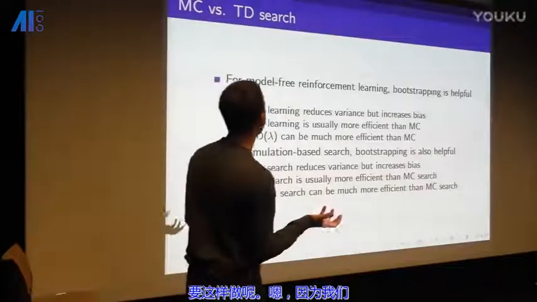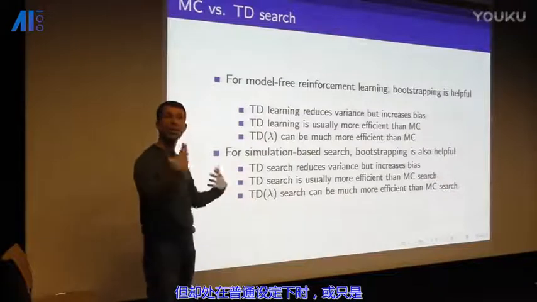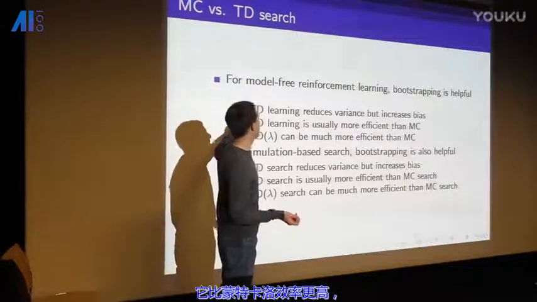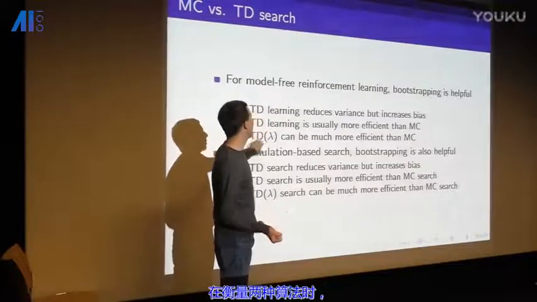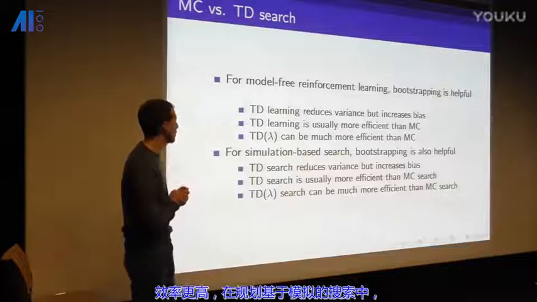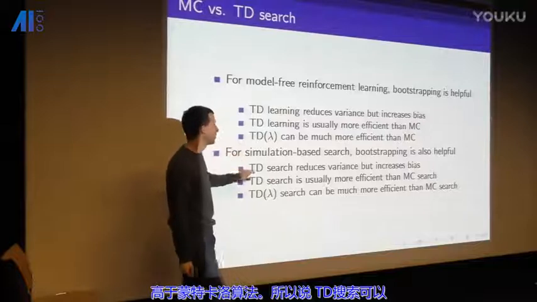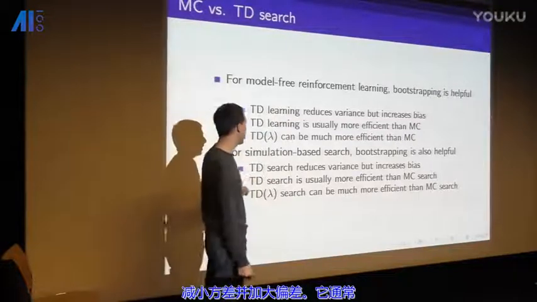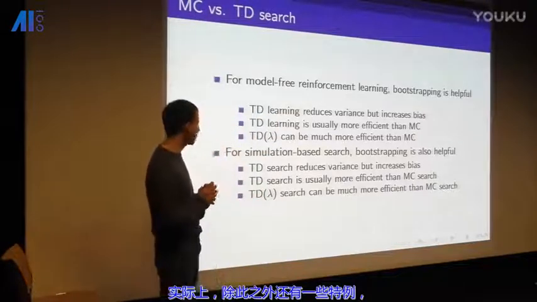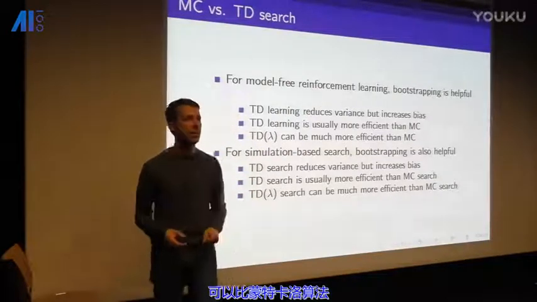And why should we do this? Because we've seen that bootstrapping is helpful. When we're doing model-free RL, not planning, but in our usual setting of reinforcement learning, we saw that TD learning reduced variance and could be more efficient than Monte Carlo, and with the lambda parameter we were often much more efficient by trading off between Monte Carlo and bootstrapping. The same is true when we use these planning methods for simulation-based search. So TD search can reduce the variance and increase the bias. It's usually more efficient. There are some exceptions to that, but on the whole it can work very well. And if you choose the lambda parameter well, you can do much better than Monte Carlo backups.